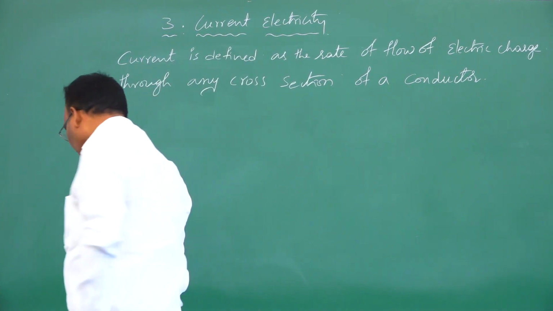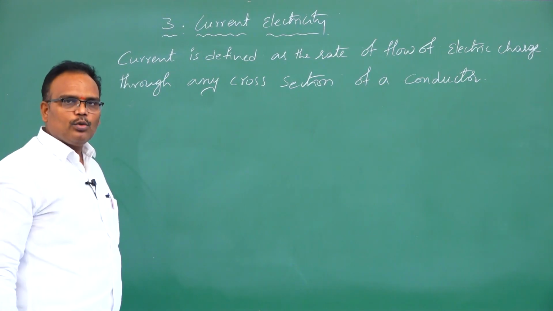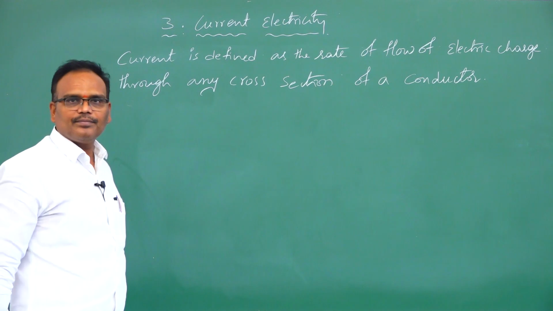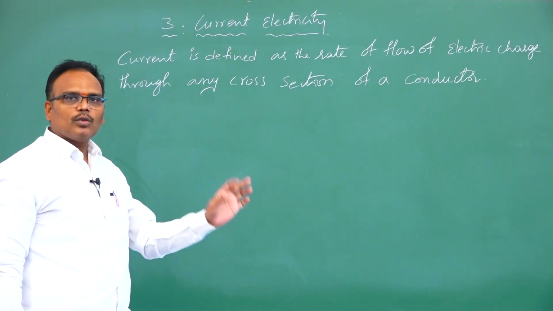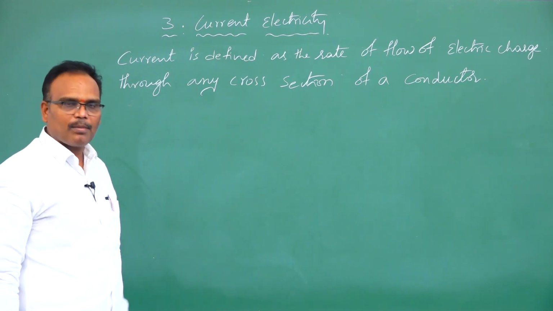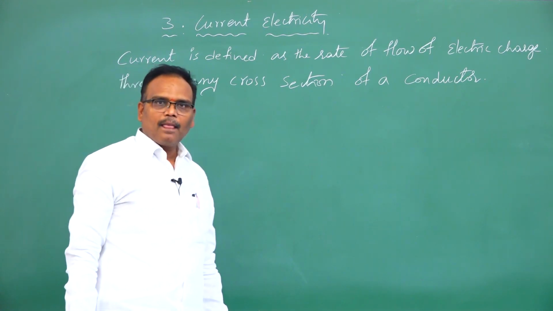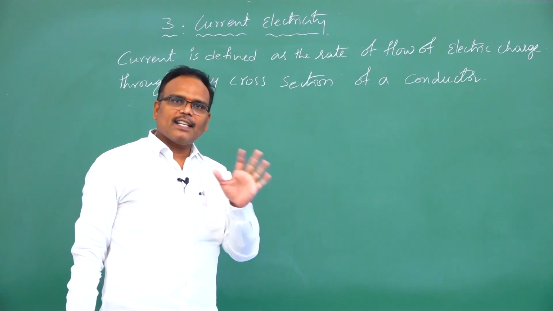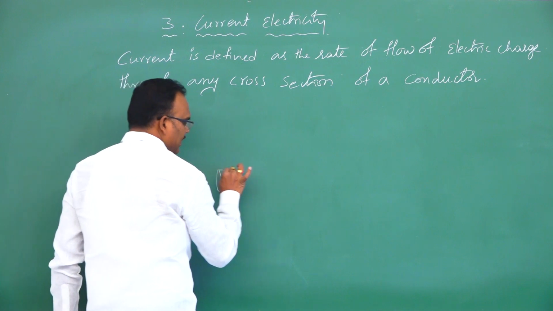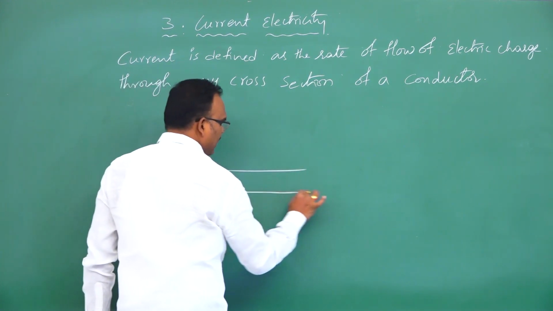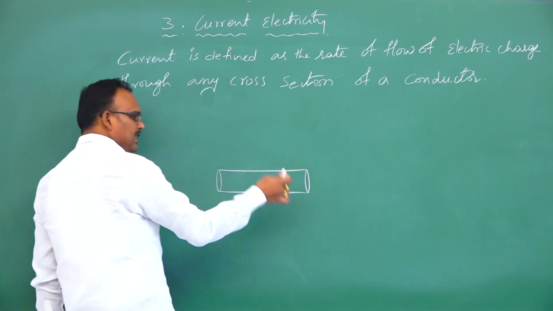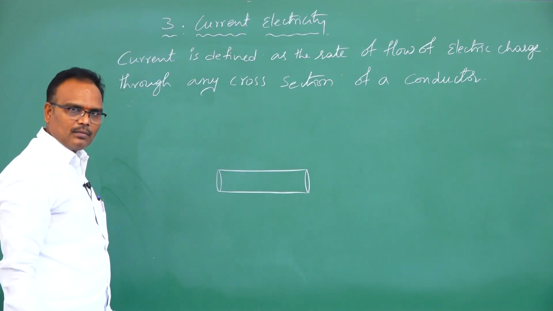For example, if you take a conductor, see, usually conductors can be used to conduct charge. That means to transfer current from one place to another place, we will use conductors. Conductors are also called a resistor. I will take one conductor. Why are we using conductors for transfer of charge from one place to another place? Because conductors at room temperature contain free electrons.